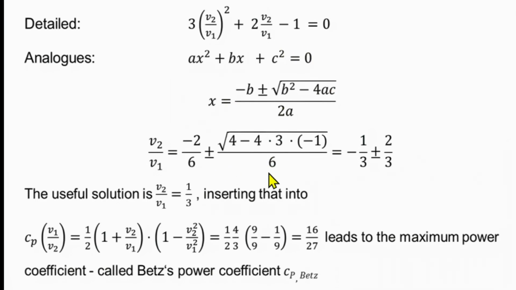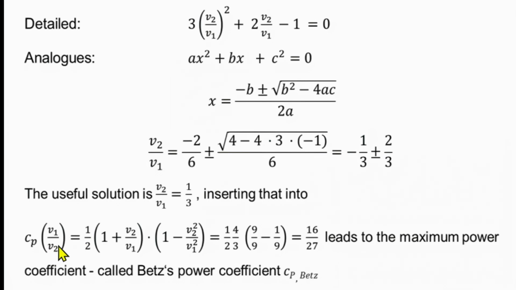So you have here 2A is 6 here, and minus B is -2. Then you have in the square root, you have B square. So 2 in square is 4. Then you have here 4AC, so that is 4 times A is 3. And then you have C, which is -1. Then you have here that formula, -1/3 plus minus, because there are two solutions for that equation, plus minus 1/3. While you don't have negative wind speed, the only solution is -1/3 plus 2/3, which is 1/3 then.